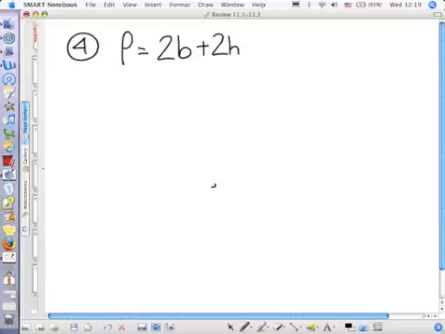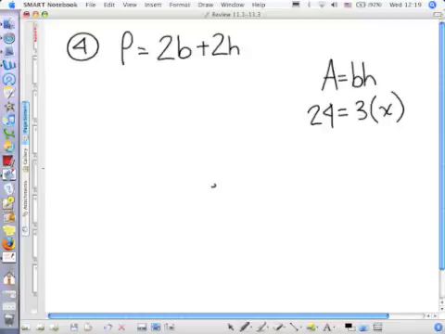Now, on your scratch paper, you're going to have to do this. The area of a rectangle is found this way, right? If the area is 24, and one of the sides is 3, what's the other side? 8. The other side is 8. So now I know my base, and I know my height.